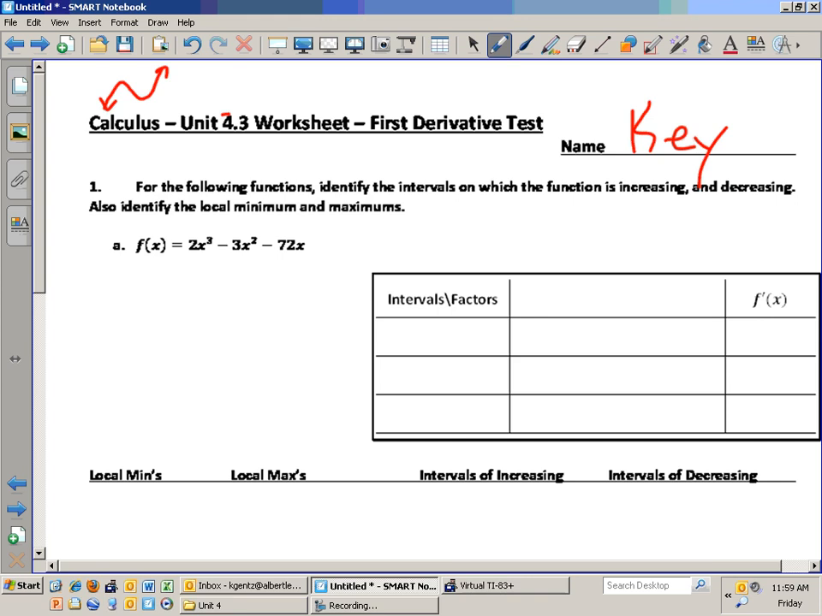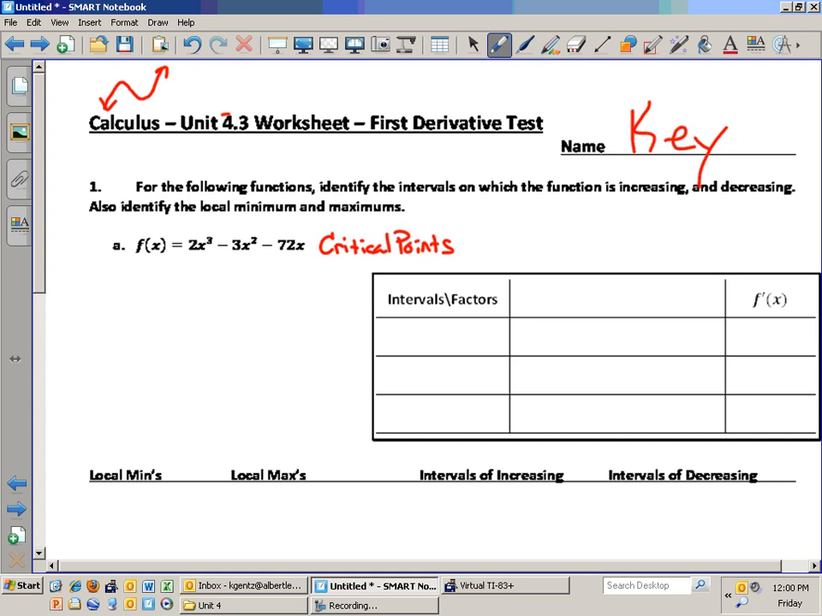It says as follows: for the following functions, identify the intervals on which the function is increasing and decreasing. Also identify the local minimums and maximums. In order to find points of interest for increasing and decreasing, I have to first find all of the critical points. In order to find the critical points, I identify where either the function is undefined. Is it undefined anywhere? No. Is it ever not differentiable? No. And then the last place would be wherever the derivative is equal to 0.